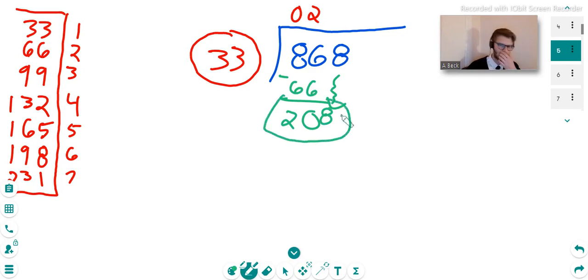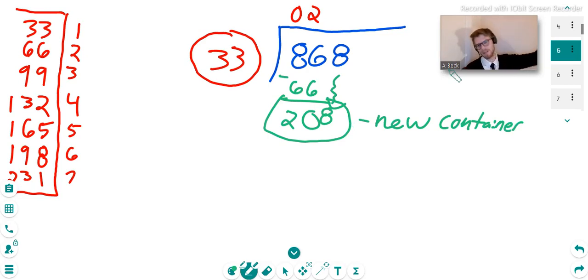This is what I love. So we had our QD number, which was 66, and then we have this new solution. We have the dividend number minus the QD number. We have a new container. I'm just going to write a new container there. When we have that new container, what do we do? We repeat the process. We just keep going, always trying to fit this sack of marbles into the new container.